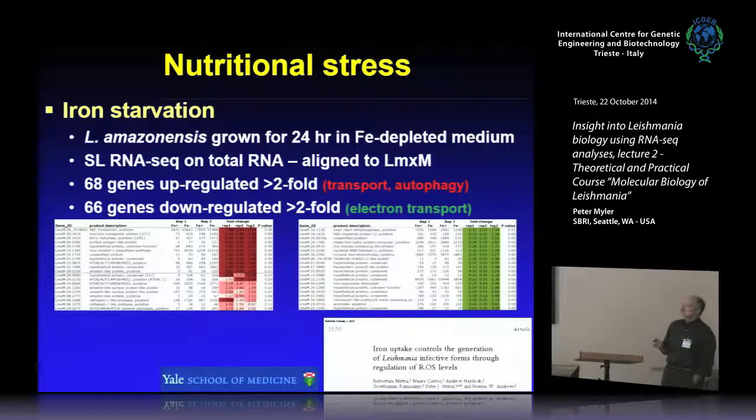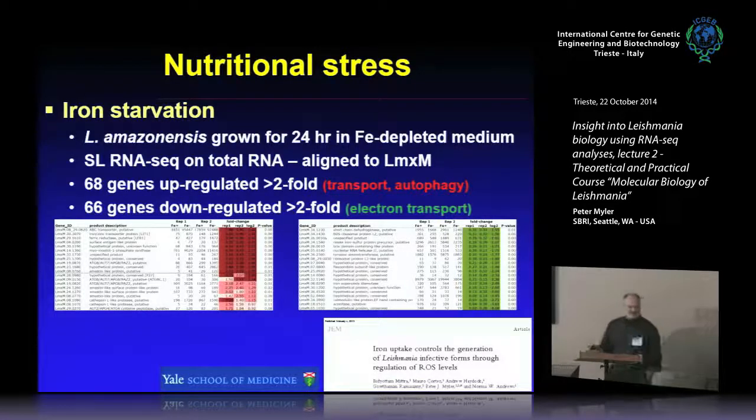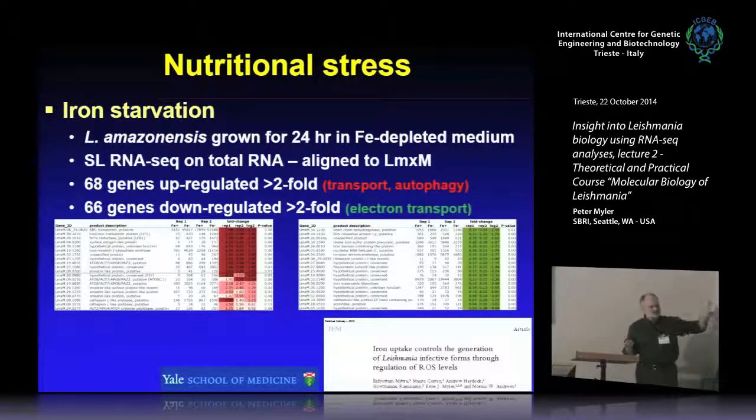And then there were another 66 genes that were downregulated. These were genes involved in electron transport, and many of them had iron cofactors. So again, that made sense. Basically, if the cells are starved for iron, they upregulate their transporters to get more iron. They also start to upregulate autophagy genes because they start to kill themselves. But they also downregulate the expression of proteins that need iron.